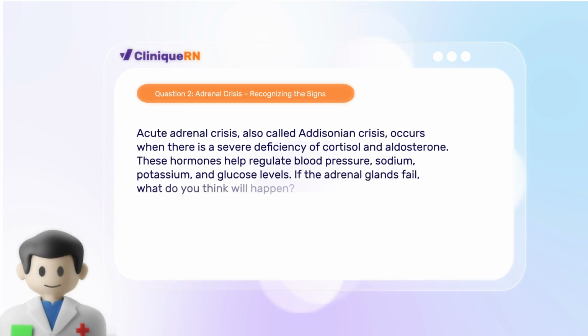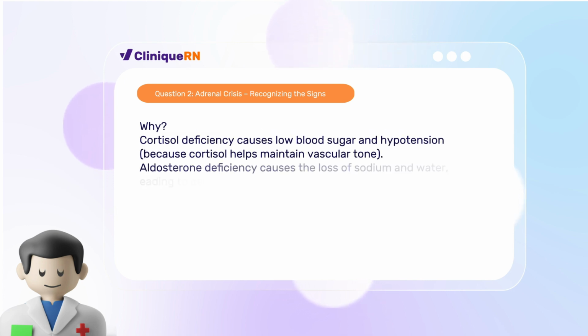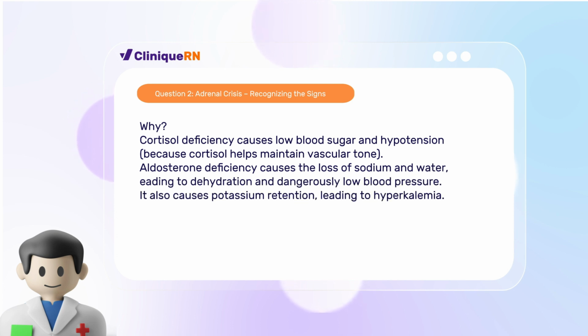Think about it. Acute adrenal crisis, also called Addisonian crisis, occurs when there is a severe deficiency of cortisol and aldosterone. These hormones help regulate blood pressure, sodium, potassium, and glucose levels. If the adrenal glands fail, what do you think will happen? The correct answer is B. Hypotension and hyperkalemia. Why? Cortisol deficiency causes low blood sugar and hypotension because cortisol helps maintain vascular tone.